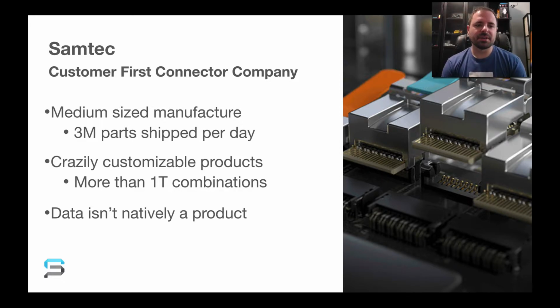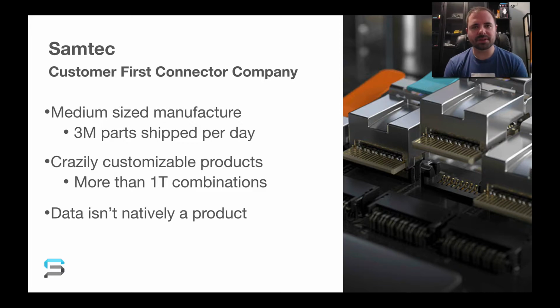I'm going to call it a medium-sized manufacturing company. They ship about 3 million parts per day. We're coming up on $1 billion a year in revenue, and we have crazily customizable products. If you actually counted every possible permutation of a product in our parts catalog, you'd come up with more than 1 trillion combinations. Thankfully, in reality, it's a smaller number that actually get ordered, but it's still pretty crazy.